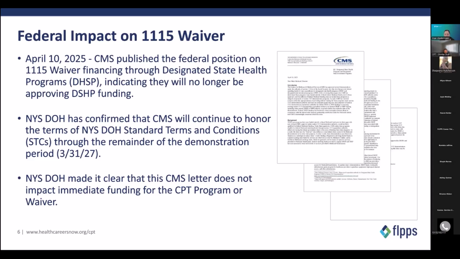If you want, we can share with you later the link to the waiver if you want to learn more in detail. But the most important part here is that the CMS will continue to honor the terms and conditions through the remainder of the demonstration period, March 31st of 2027.